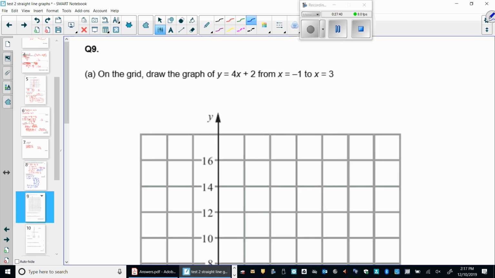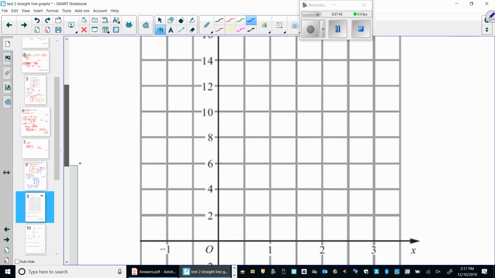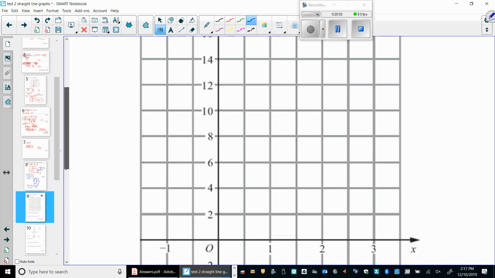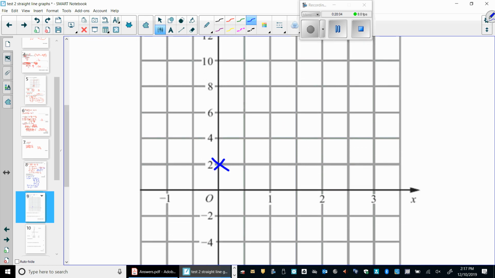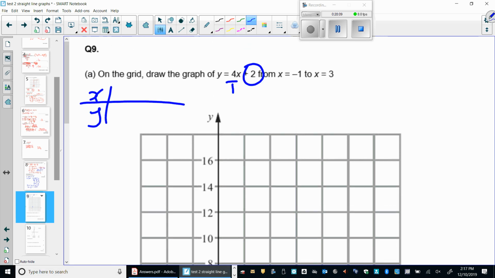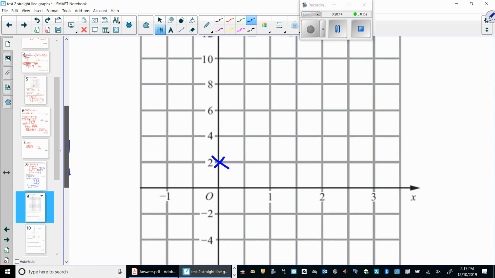Next one. On the grid, draw this graph. You've got a few different options here. You could have set yourself up a little table, and you could have put some numbers in between negative 1 and 3 and plotted those points. Some of you did that, I think. Great. Otherwise, you could spot that your y-intercept is 2. So you know you're going to be crossing here at 2. You know your gradient is 4 or 4 over 1. So from that point, you're going up 4 units across 1.